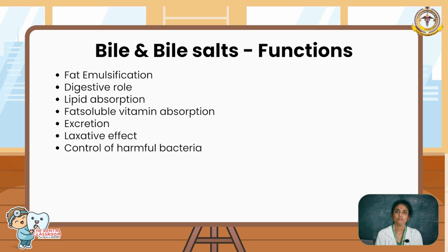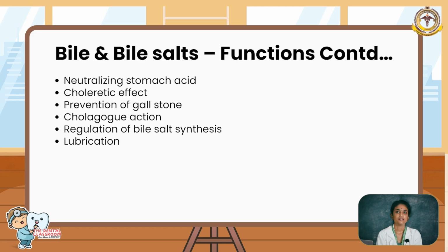So we have seen about the emulsification. Now we are going to see about the digestive role. It stimulates the pancreas to release fat digesting enzymes. Next, lipid absorption. Due to the hydrotropic effect of the bile salt, the bile salt is going to mix up with the digested lipids. Next is neutralizing stomach acid. It is highly alkaline and it will be neutralizing the acid. Next is cholinergic effect. Bile salt is going to stimulate the secretion of bile from the liver. Next, prevention of gallstone, cholagogue action, regulation of bile salt synthesis, and finally lubrication. Lubrication is done by the presence of mucin.